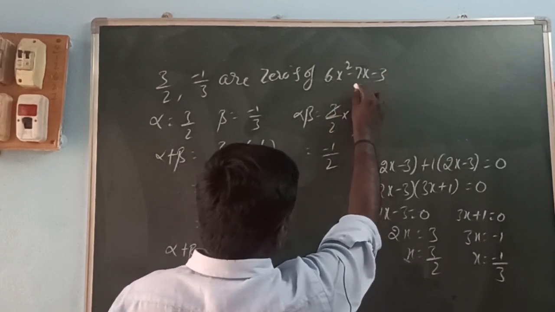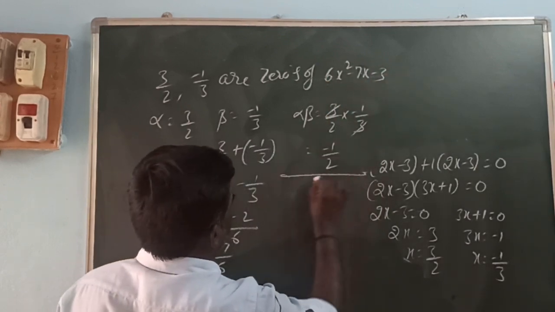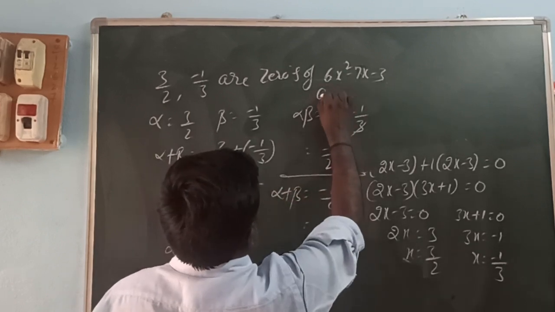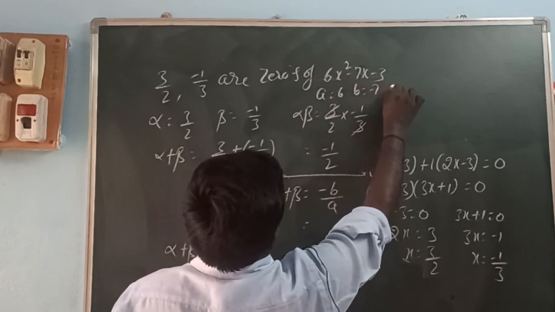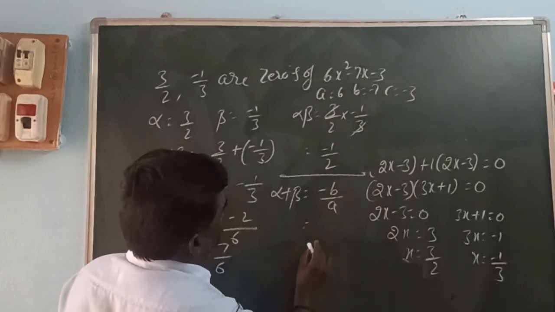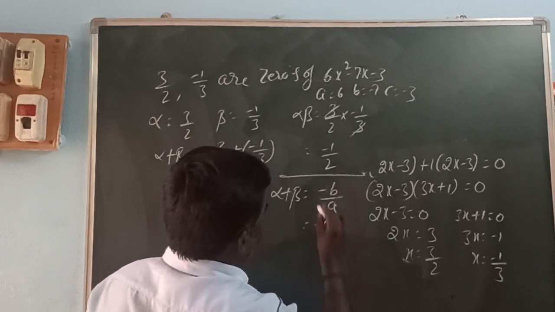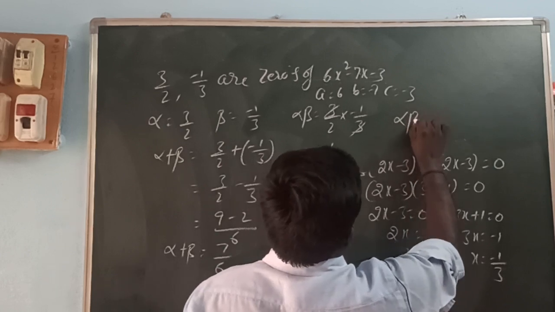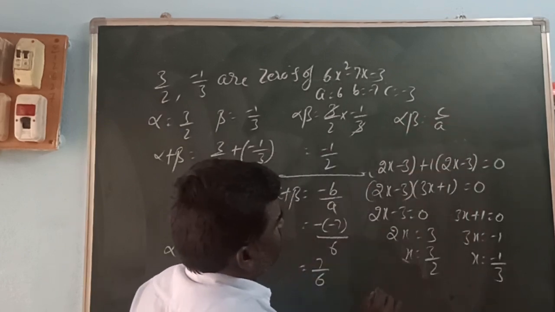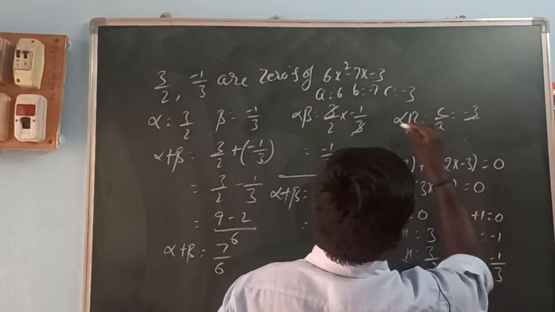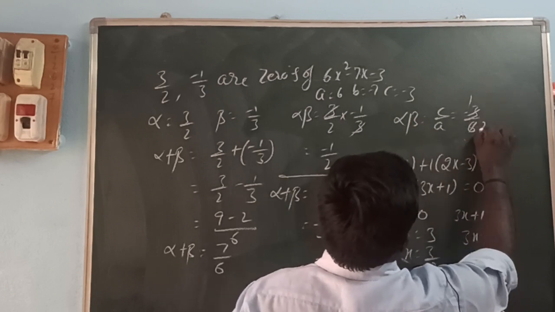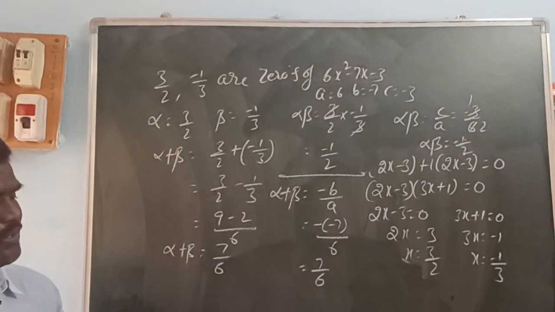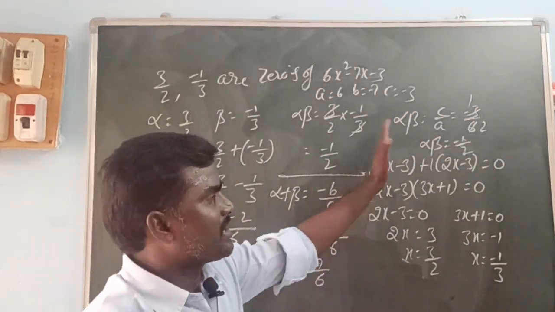So here, sum of the zeros, alpha plus beta, is equal to minus b by a. Here a is 6, b is minus 7, c is minus 3. So minus of minus 7 by 6, minus minus is plus, 7 by 6. Next, alpha into beta is c by a, constant by coefficient of x square. Constant is minus 3, x square coefficient is 6, 3 ones are 3, 3 twos are 6, that is minus 1 by 2. Alpha into beta is equal to minus 1 by 2. So this is the relation between zeros and coefficients.